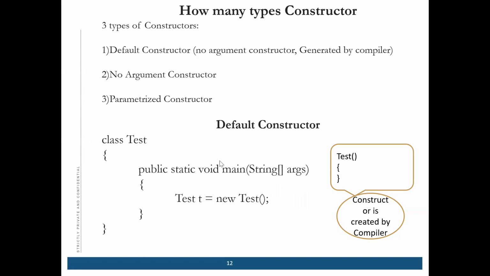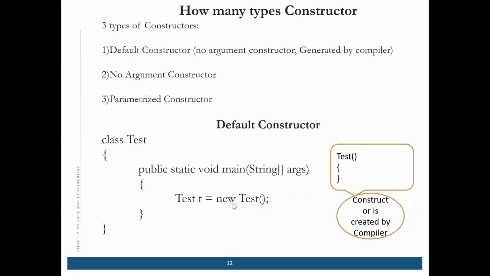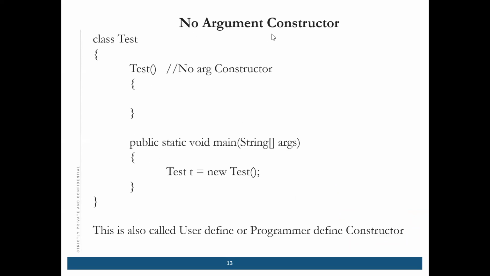Now comes the no argument constructor. No argument constructor, the user writes it. In a default constructor, the user doesn't write it. In a no argument constructor, the user writes test, same as class name, parenthesis, and then opening and closing brackets.